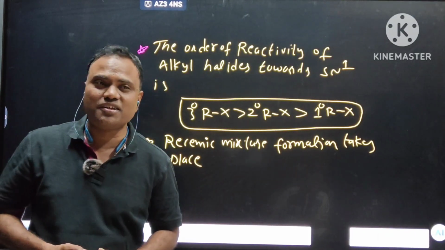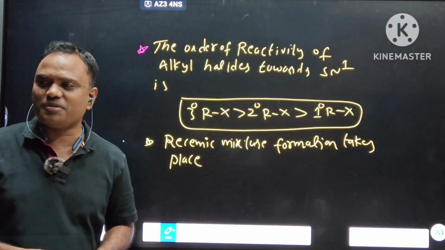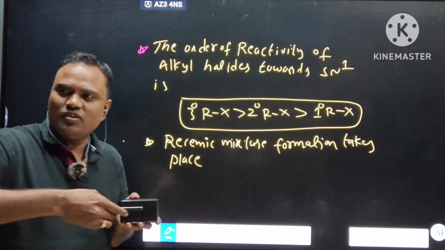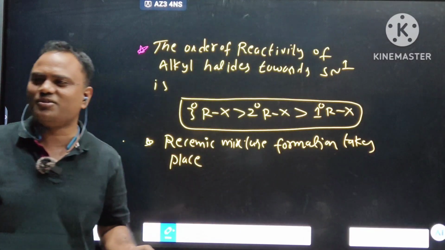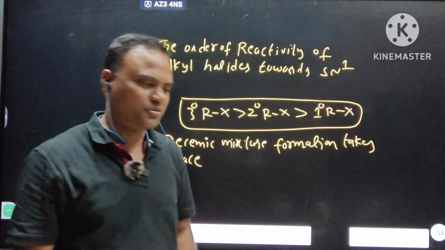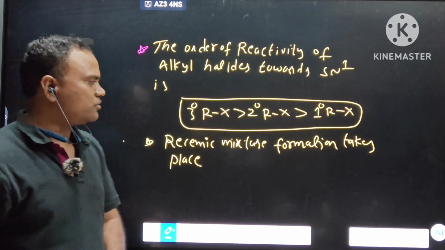What is a racemic mixture? The mixture in which both dextro is present and levo is present. Then what about net rotation? One is rotating right, another one is rotating left. Then net rotation is 0. That's why it is optically inactive. So this is some introduction of first year isomerism.